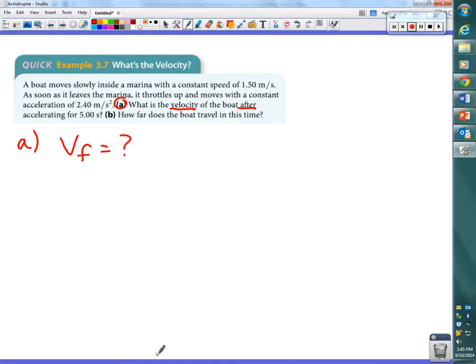Things that we know in order to help us figure out the final velocity of this problem. What other information do we have to work with? Luke? The initial velocity of the boat is going to be what? 1.50 meters per second. Now, it doesn't say so specifically in this problem, so we get to choose, right? Luke, which direction would you like this boat to be traveling in?